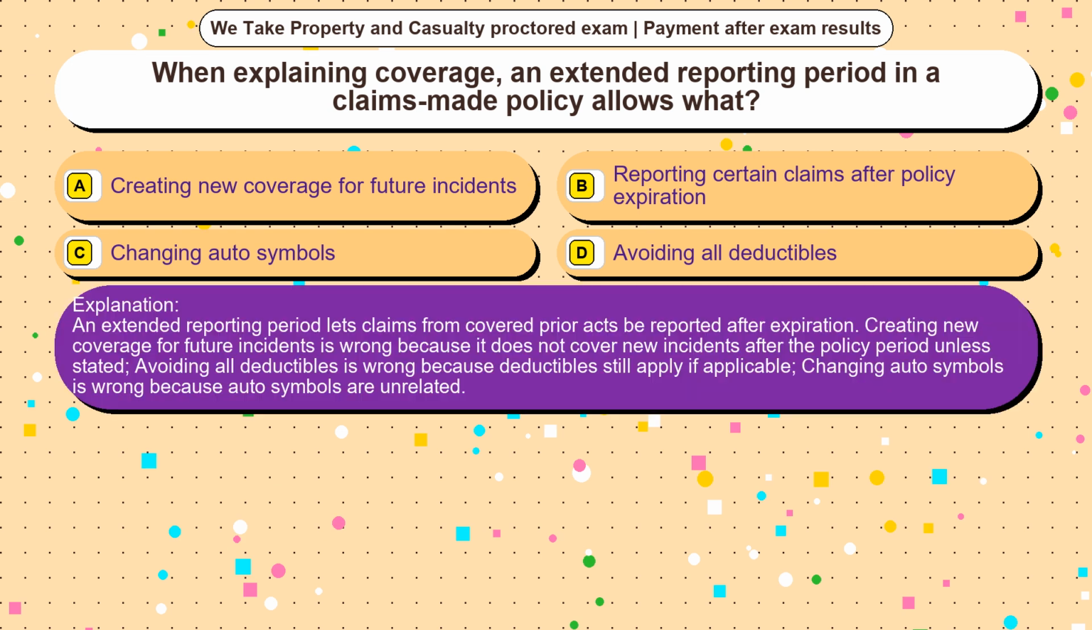An extended reporting period lets claims from covered prior acts be reported after expiration. Creating new coverage for future incidents is wrong because it does not cover new incidents after the policy period unless stated. Avoiding all deductibles is wrong because deductibles still apply if applicable. Changing auto symbols is wrong because auto symbols are unrelated.